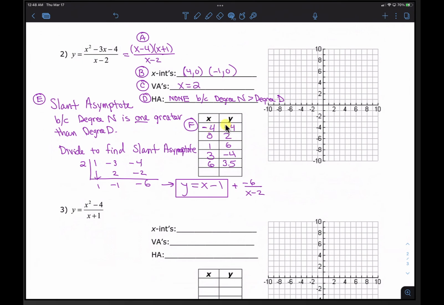And then you'll see in the table that the y value is negative 4. I picked 0, and my y value is 2. I picked 1, and the y value is 6. I picked 3, and the y value is negative 4. And then I picked 6, and the y value is 3.5.